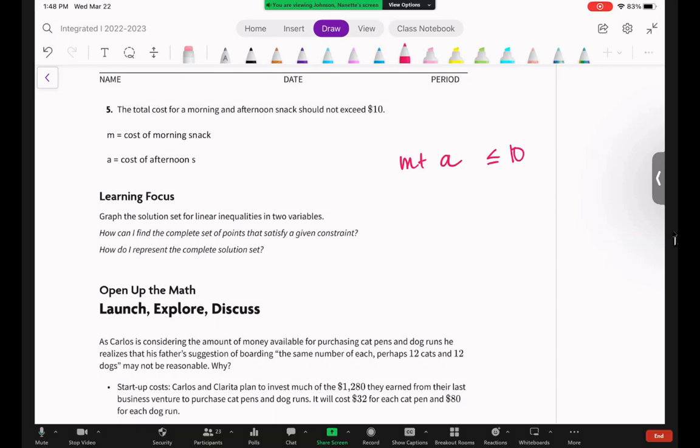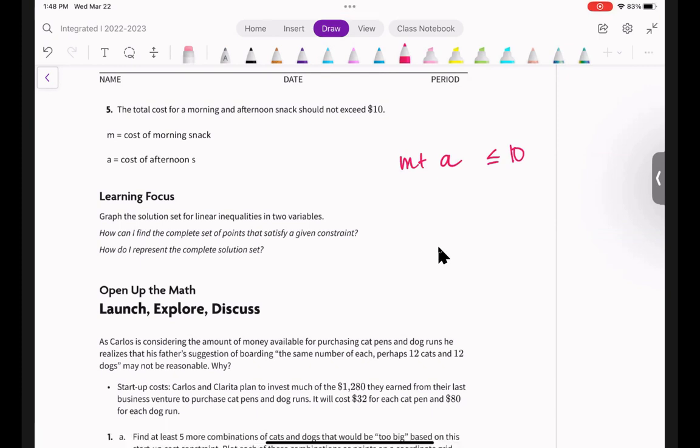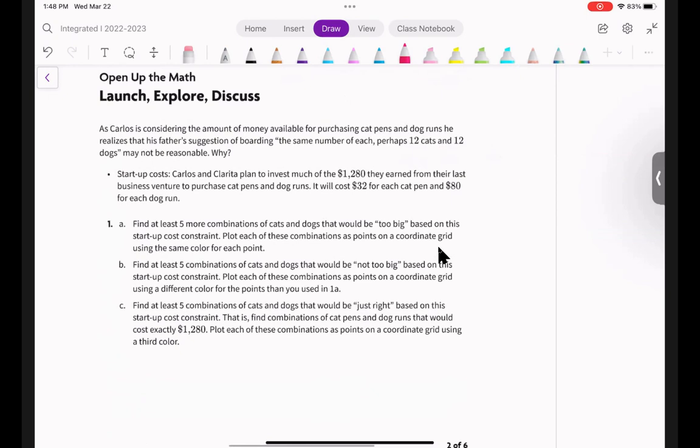So by the end of today, which we don't have very much time because we're running a little bit behind, it says we should be able to graph the solution set for linear inequalities in two variables. Okay. So when we're doing these types of problems, your biggest thing is going to be writing your inequalities, which is why we spent so much time doing that.